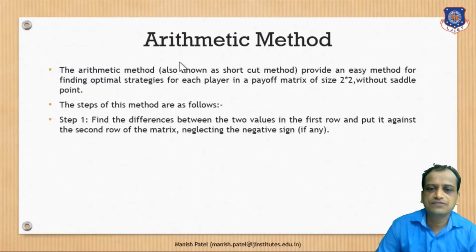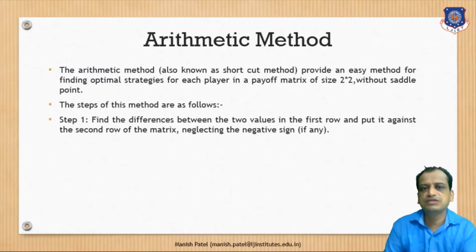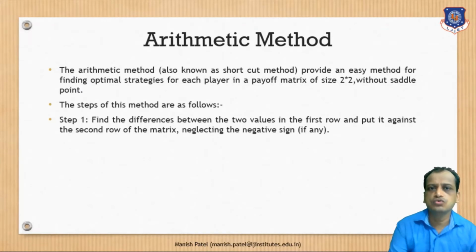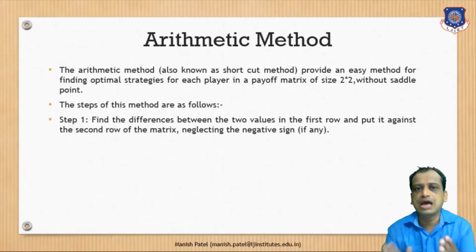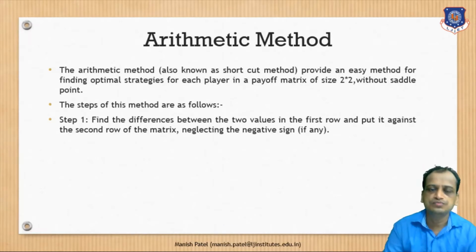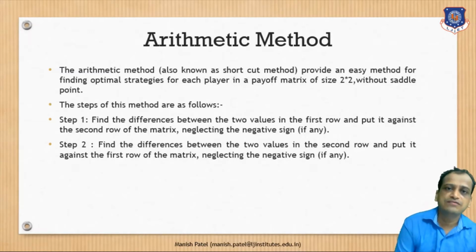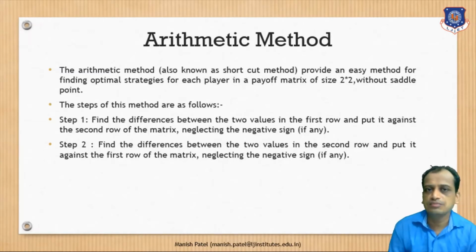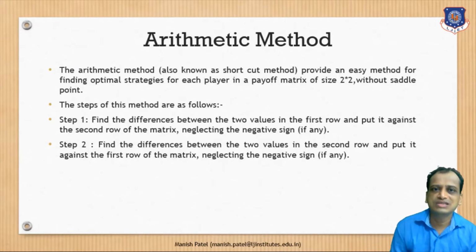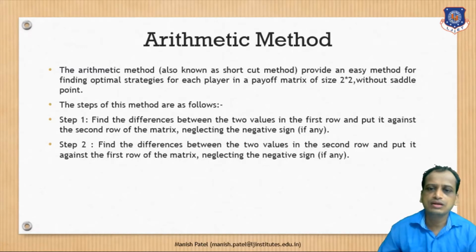So what are the steps? The first step is that in the first row you will find out the difference. For a 2 cross 2 matrix you will find out the difference between the two values and write it down in the second row. In the same way, for the second row you will find out the difference and put down the absolute value in the first row. You will follow the same procedure for the columns as well. In the column you will find out the difference of the two values and put the absolute value into the second column. In the same way, for the second column you will find out the difference and write down the absolute value into the first column, right? You will neglect the negative sign, remember this.